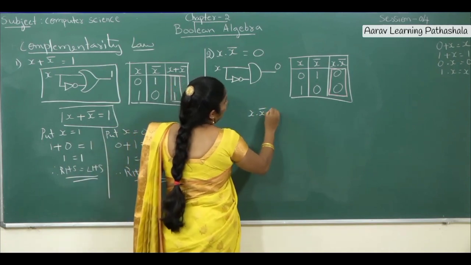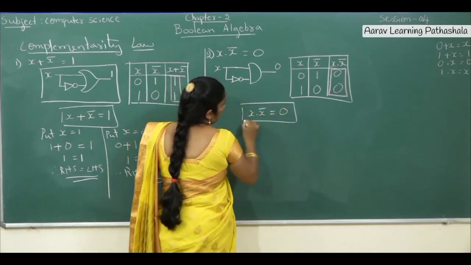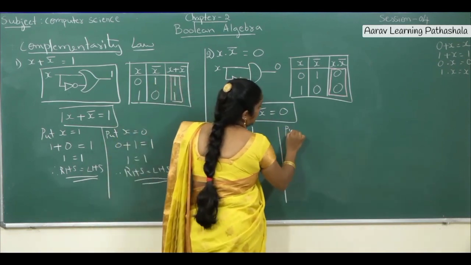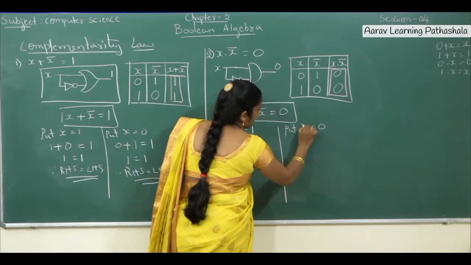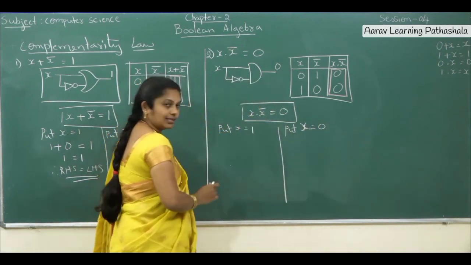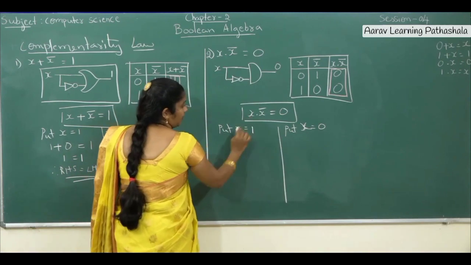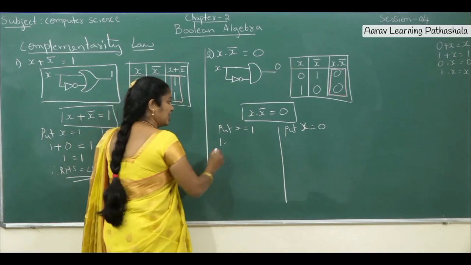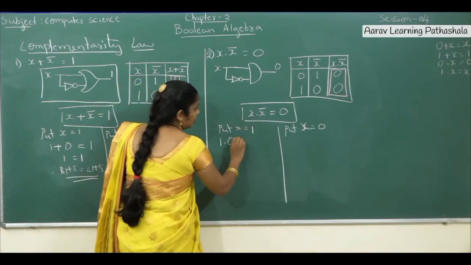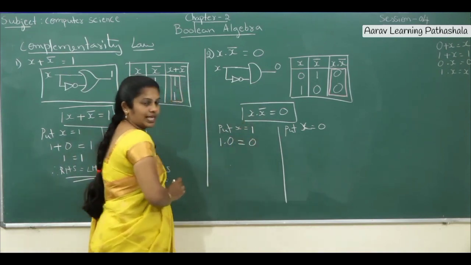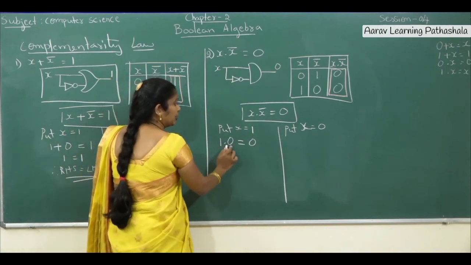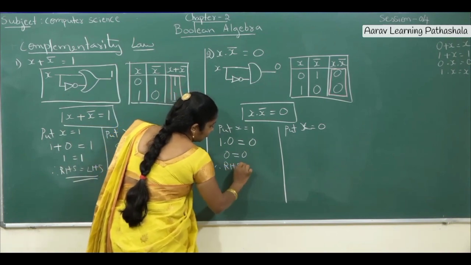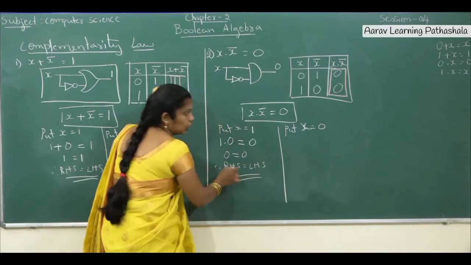That is x into x bar equals 0. Now, put x equals 1 one time, and another time put x equals 0. Now, on the place of x, substitute 1. Now, on the place of x, we have substituted 1. X bar we have, x bar means 0. Just reverse of that. See the equation. Now, 1 into 0 is nothing but 0. That is equals to 0. Therefore, right hand side value equals left hand side value.